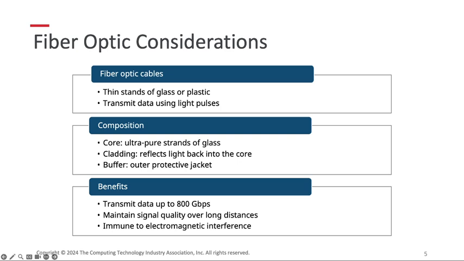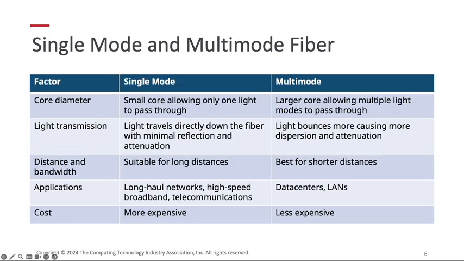The core of fiber optic cable is made of an ultra pure glass, or it could be plastic as well. The cladding reflects the light back into the core, and the buffer provides physical protection. Next, the difference between single mode and multi-mode fiber.